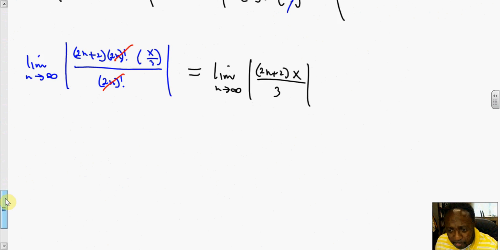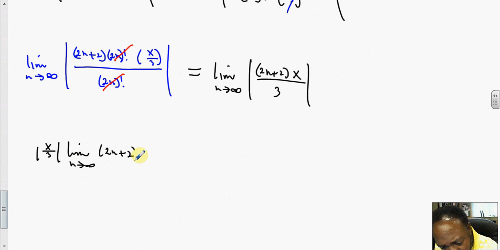Now, let's see if we can see this. This is the limit as n goes to infinity. Let me back up. The n is going to infinity, right? But the x and the 3, well, they're just sitting there. They're fixed constant terms. So I'm going to write this as the absolute value of x over 3 times the limit as n goes to infinity. And this is just 2n plus 2. Now, I better not say this is less than 1, because notice that here as n goes to infinity, 2n plus 2 also goes to infinity.